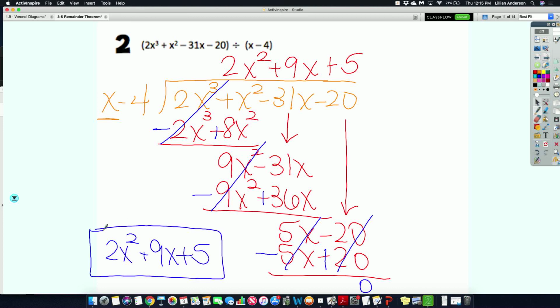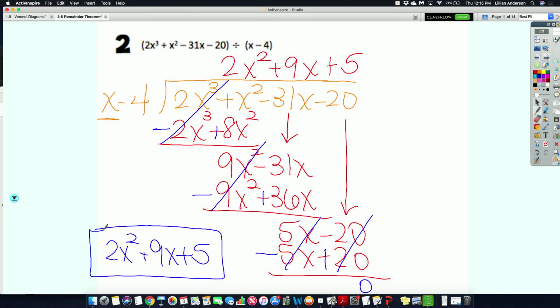And I also know one little piece of information. Since my remainder is 0, x minus 4 is a factor, so that means what is a 0? X equals 4. Very good. Now let's say you do have a remainder left over, okay?